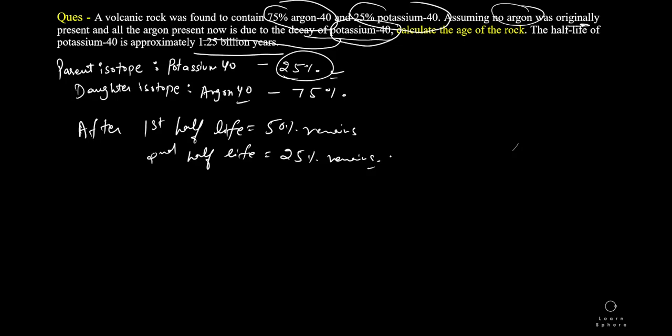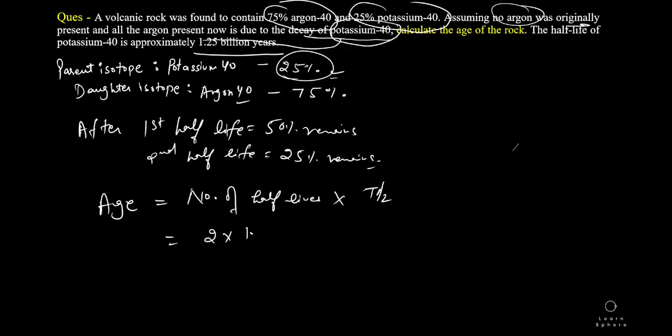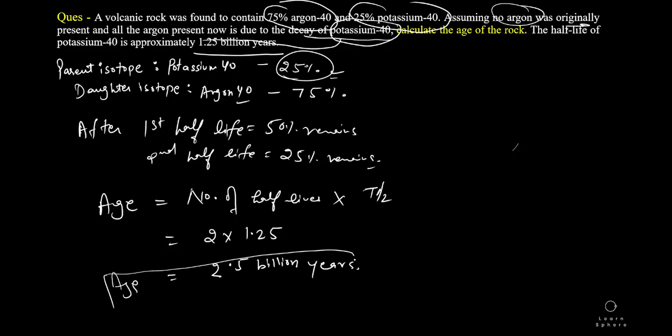Clear? So, for calculating the age of the rock, we have to multiply the number of half-lives into t 1 by 2, which is the half-life. So, 2 into 1.25, so it will be around 2.5 billion years. This is the age of the rock. Clear?